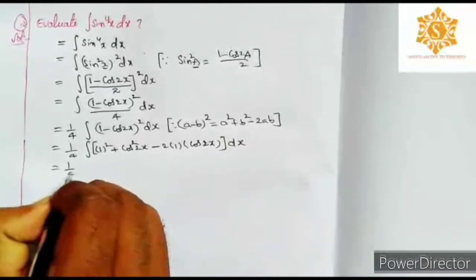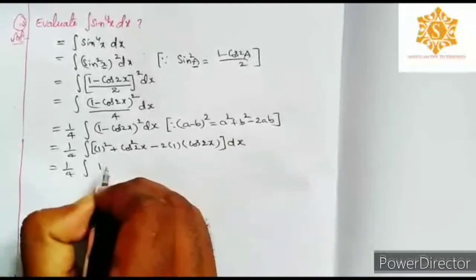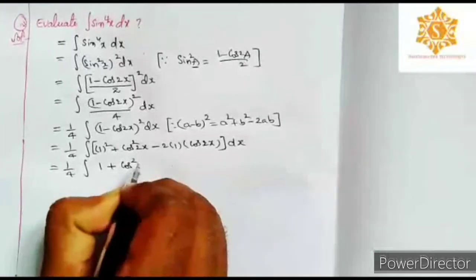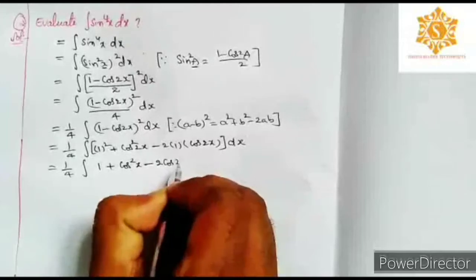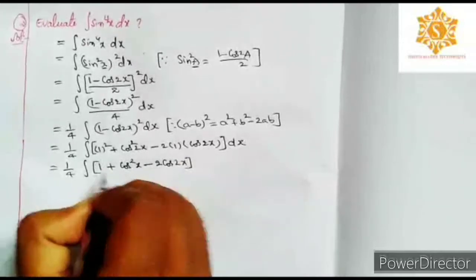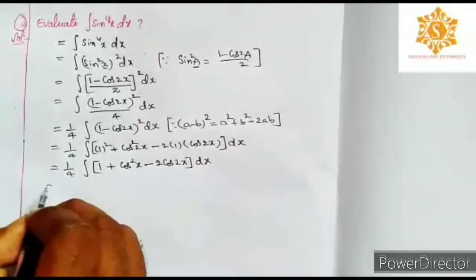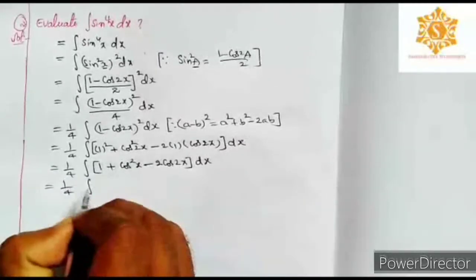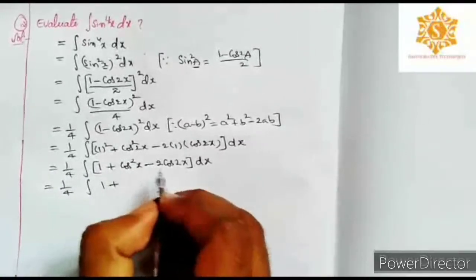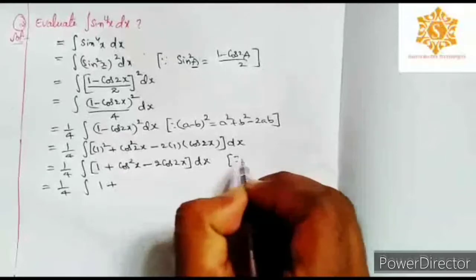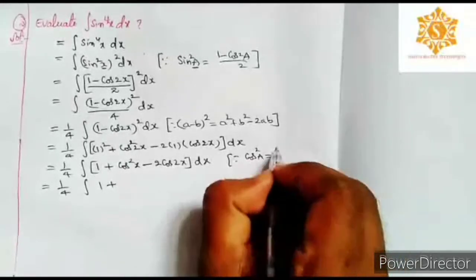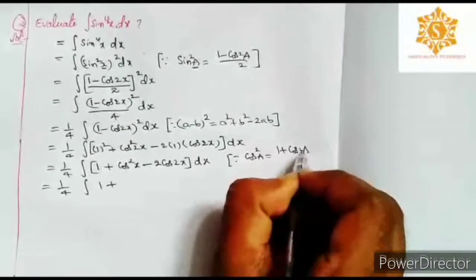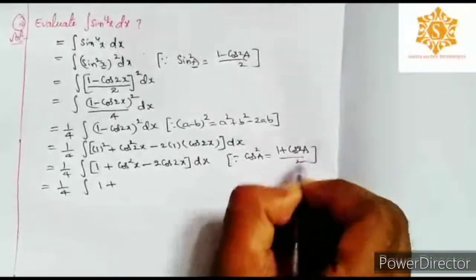So 1 by 4 into integration of (1 plus cos square 2x minus 2 into cos 2x), that is 2 cos 2x, whole dx. So 1 by 4 into integration of 1 plus cos square x. So it looks like cos square a. So cos square a formula is (1 plus cos 2a) by 2.